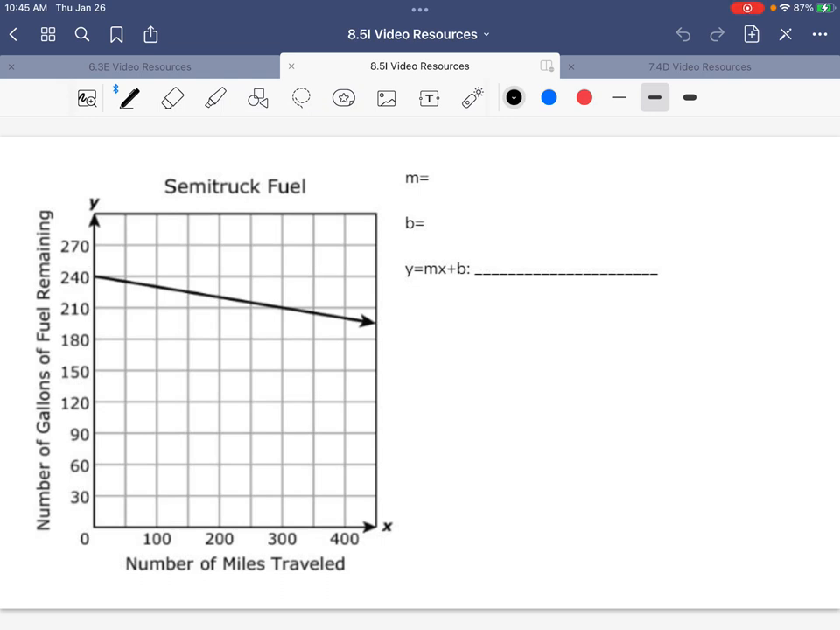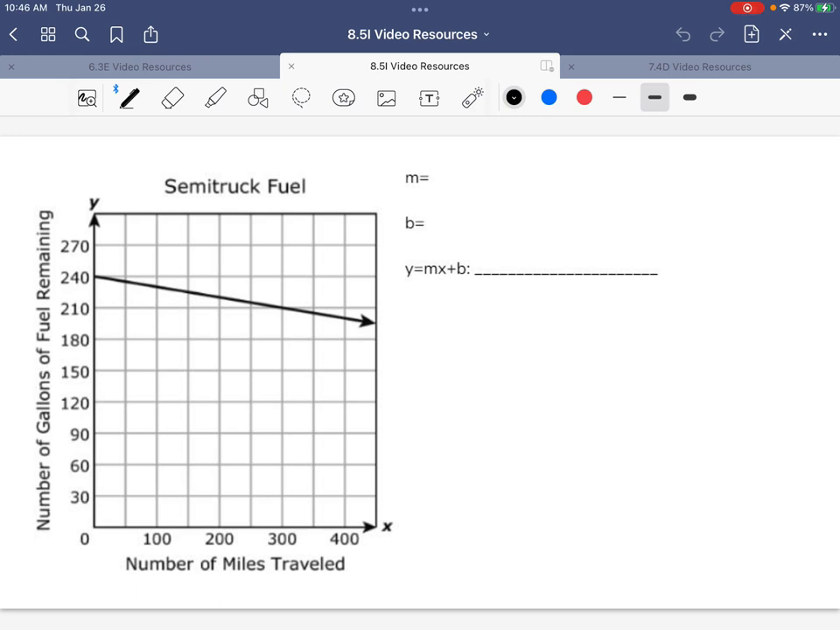Hey guys, today we're going to be looking at how to write an equation in slope-intercept form, which is y equals mx plus b, from a graph. So here we have a graph that is showing us the semi-truck fuel and how the gallons of fuel remaining decrease as the number of miles traveled increase, which is why our line is going down.